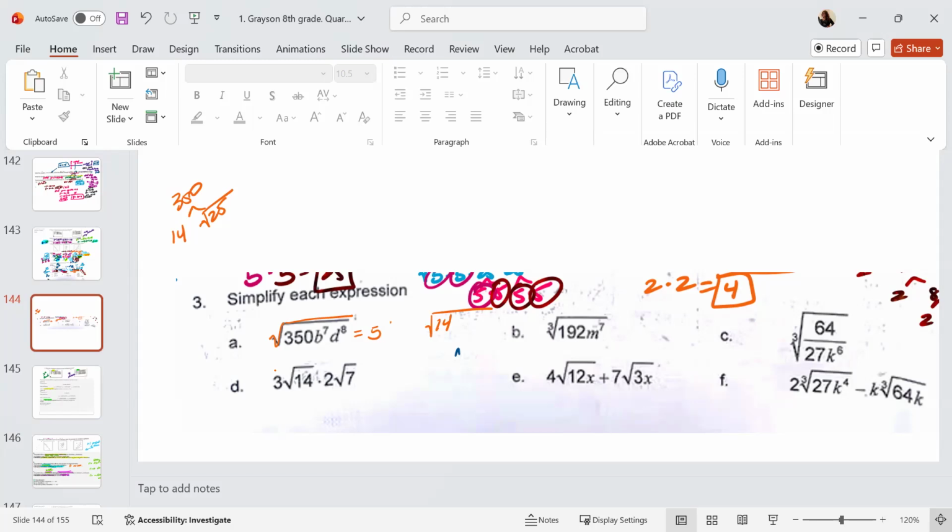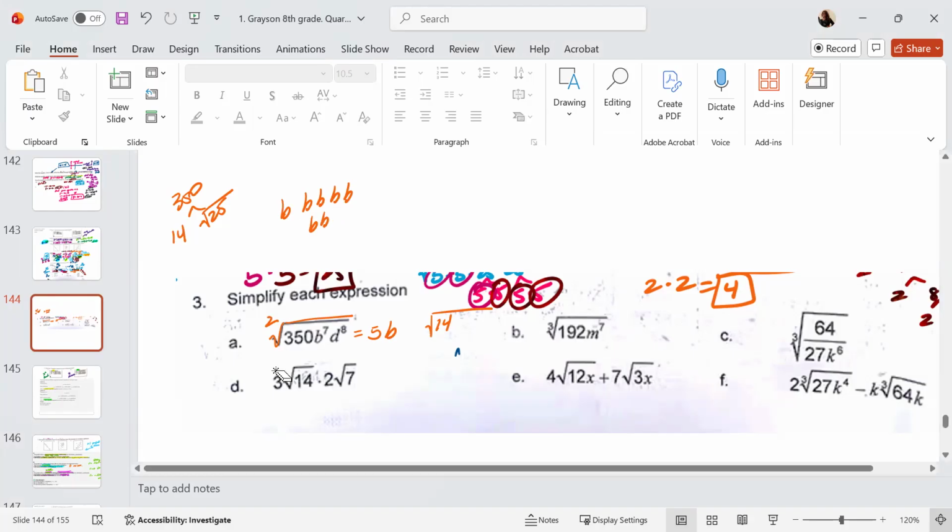B to the 7th, how many b's can you take out? There's 7 b's. How many do you need? No. How many b's? This is a square root. You need 2 b's to take it out. So there are 7 b's. How many b's can you take out? No, you can't. 5 times 2 is 10. You don't have 10. It's 3. Do I have one left?